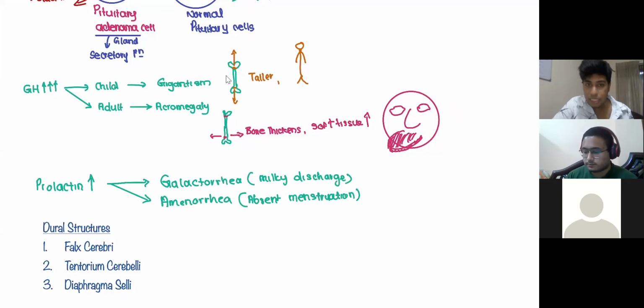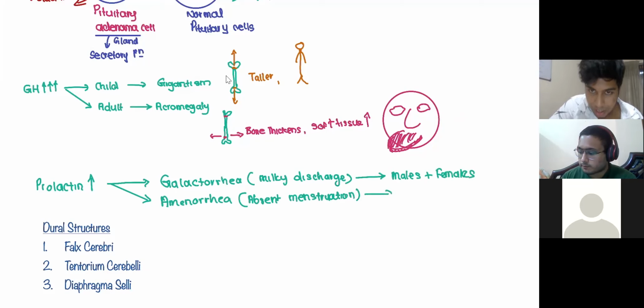So what that means is there's not going to be milk flowing. It'll be a discharge. This is seen in males and females, and obviously amenorrhea is only seen in females. I hope you guys know that.